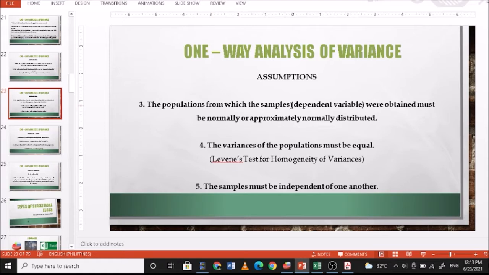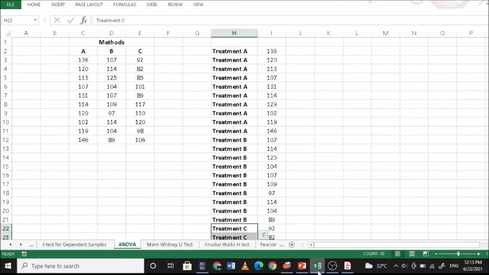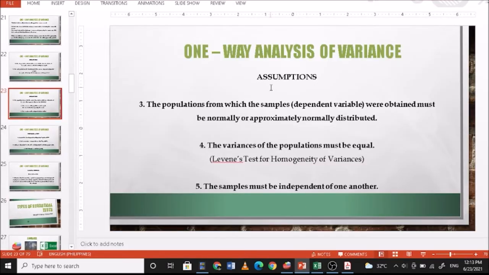Assumption 3, the population from which the samples, dependent variables were obtained must be normally or approximately normally distributed. So at least a total of 30 respondents, at least we are assuming that the population is normally distributed. Then the variance of the population must be equal, so Levene's test for homogeneity of variances is used. So equal variances must be assumed.